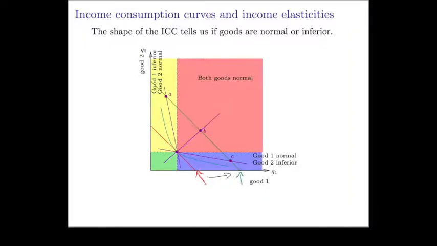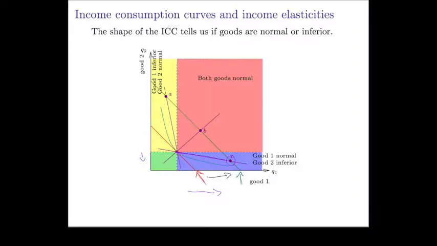Well, what if instead of going from this point to B, you went from this point to A? So your income consumption curve followed this line. It tells us that you consumed more of good 2, but you consumed less of good 1. So good 1 is an inferior good, but good 2 is a normal good. On the other hand, if you had gone to C, so you followed this income consumption curve, then you consumed more of good 1, less of good 2. So good 1 is a normal good and good 2 is an inferior good.